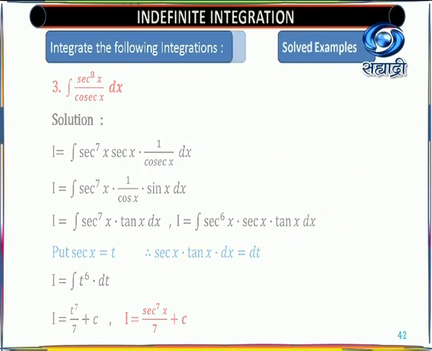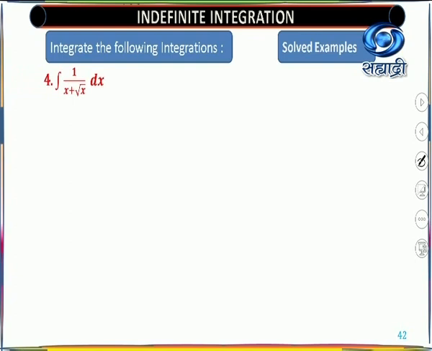So we'll continue with the next example. That example is integration of 1 upon x plus root x dx. Now here again we need to substitute in such a way that, because we are learning about the substitution method. So look at here.